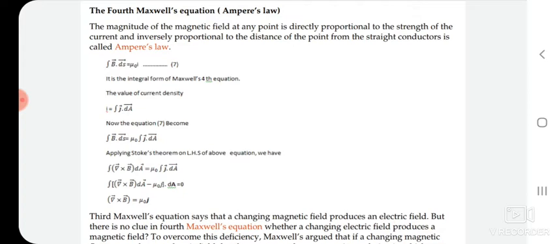Moving forward to Maxwell's third equation, it is the form of Faraday's law of electromagnetic induction. It tells us del cross E is equal to minus dou B by dou t. Its integral form is the integral of the electric field over a closed loop, E dot dl, is equal to minus dou by dou t of the integral of B dot dA.